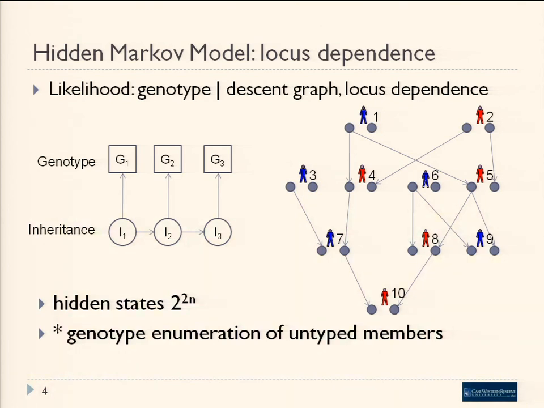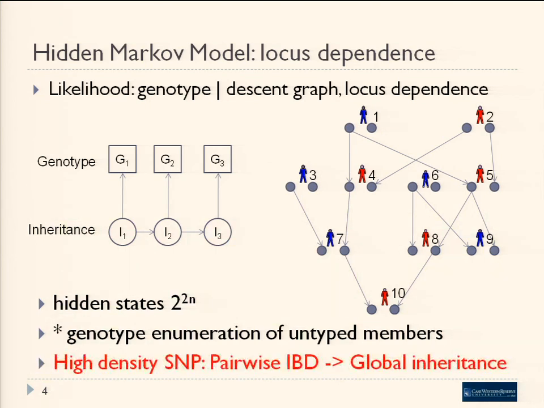We have possible genotypes of this another genotype. So we take another approach: we simply look at a pair of individuals and their IBD first, and then reconstruct the global IBD. With high density SNP markers, the pairwise IBD could be accurate.